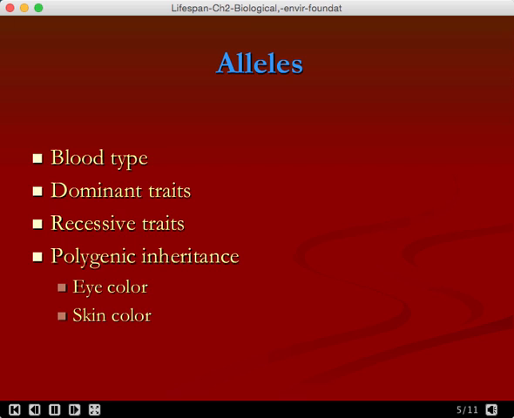Skin color is controlled by 3 or more sets of genes on 3 different chromosomes, so it is another example of polygenic inheritance.